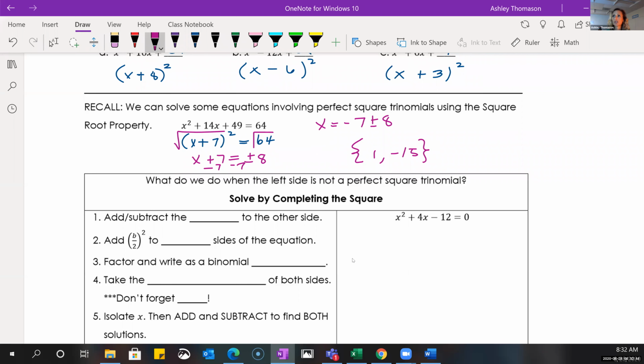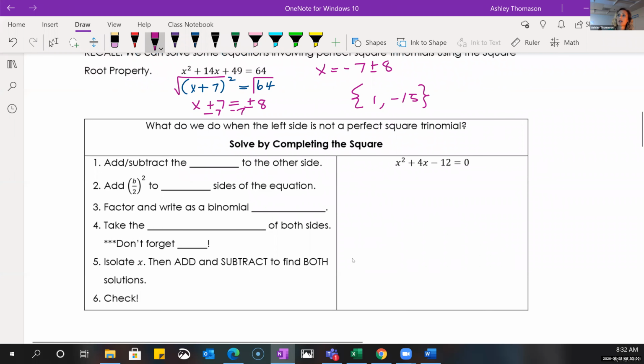So what we're going to do today is try to force problems that can't be factored using that pattern to become those types of problems, to make them easier to solve. That's basically the whole concept behind completing the square. What do we do when the left side is not a perfect square trinomial? We turn it into a perfect square trinomial so we can do that same process again.